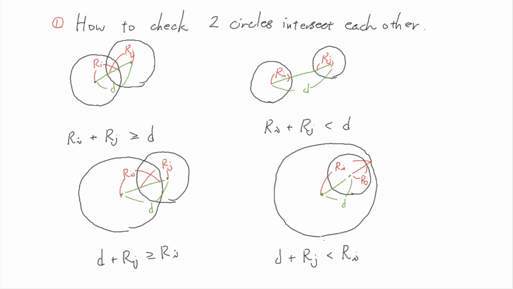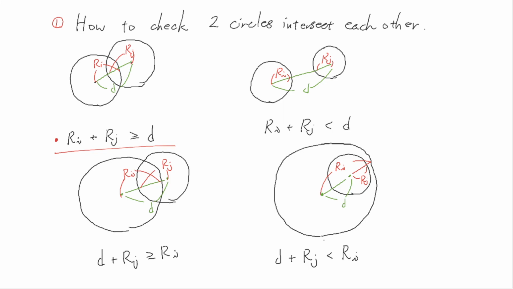So from this picture, you may find this inequality: Ri plus Rj greater than D. But if two circles don't intersect each other, like in this picture, the inequality is false, so totally opposite: Ri plus Rj less than D. So for the first condition, you have to write this inequality, but that's not sufficient to check whether two circles intersect each other.